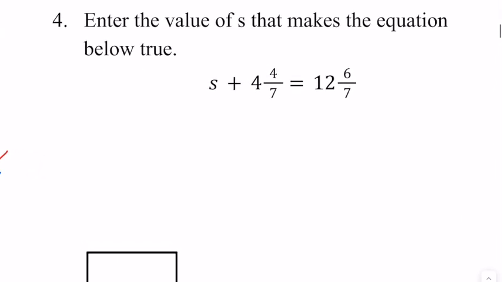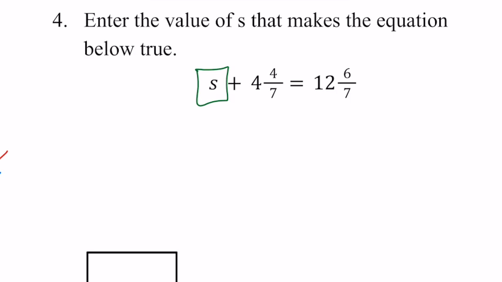Enter the value of S. So again, there's your little star. Okay, that makes the equation below true. Let's think about this. And again, love my Common Core way of thinking here. So I don't have a calculator. I can't use a calculator. So technically what I need is a value of S that makes the equation true.